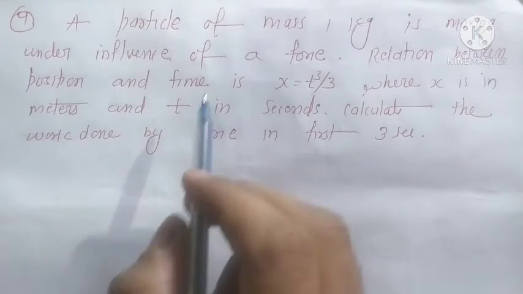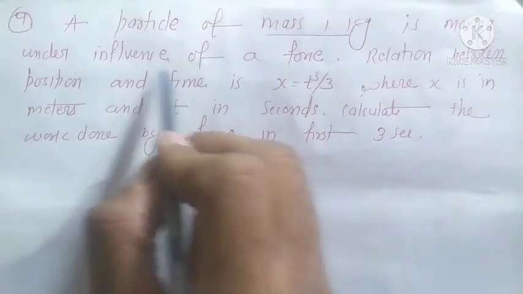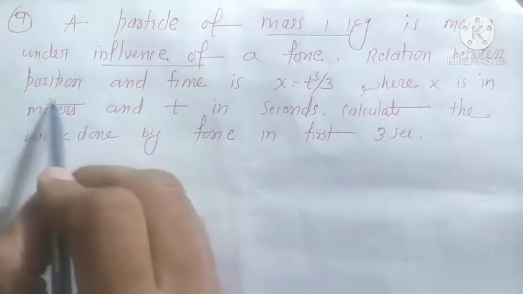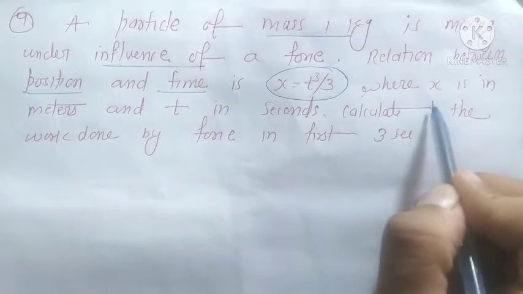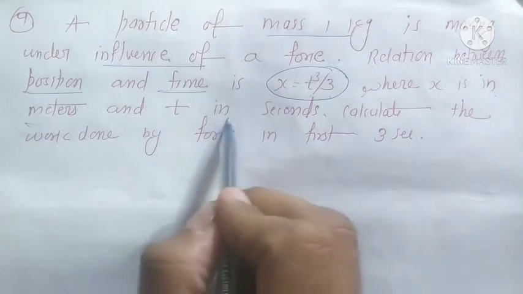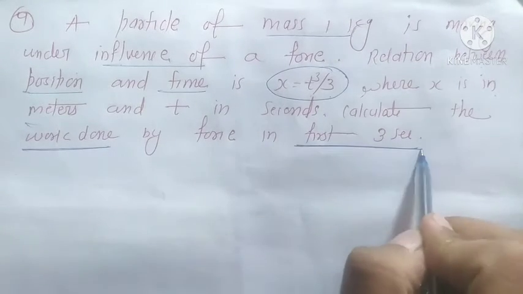In question number 4, a particle of mass 1 kg is moving under the influence of a force. The relation between position and time is given here, x is equal to t cube upon 3, where x is in meter and t is in second. So calculate the work done by the force in the first 3 seconds.